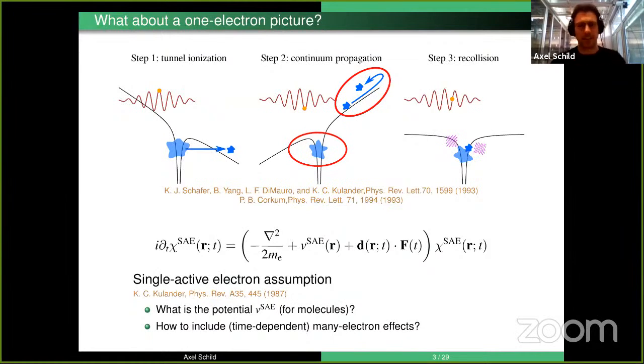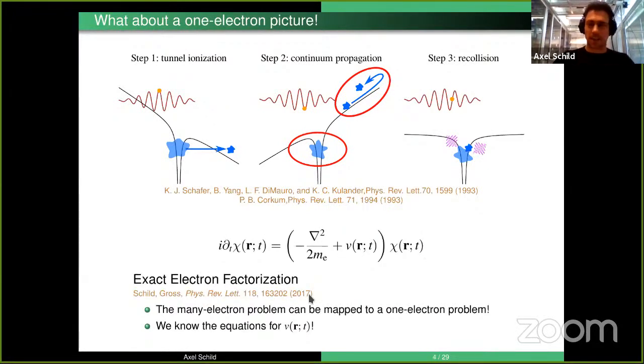Now in this talk, I would like to show you a method which can actually do this, in principle at least, and this is the so-called exact electron factorization. What happened here is that I replaced the potential I had before by a general time-dependent potential. What I want to convince you of is that this exact electron factorization is a method to map the many electron problem, in principle exactly, to a one electron problem. It gives you immediately the equations to calculate this V of R and T, the effective potential. One of the goals of this talk is also to show you what this one electron potential looks like if we really have many electrons that we are describing.